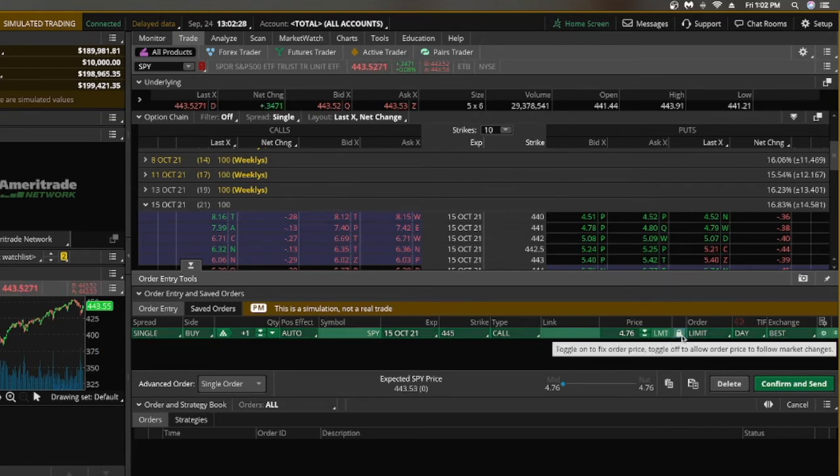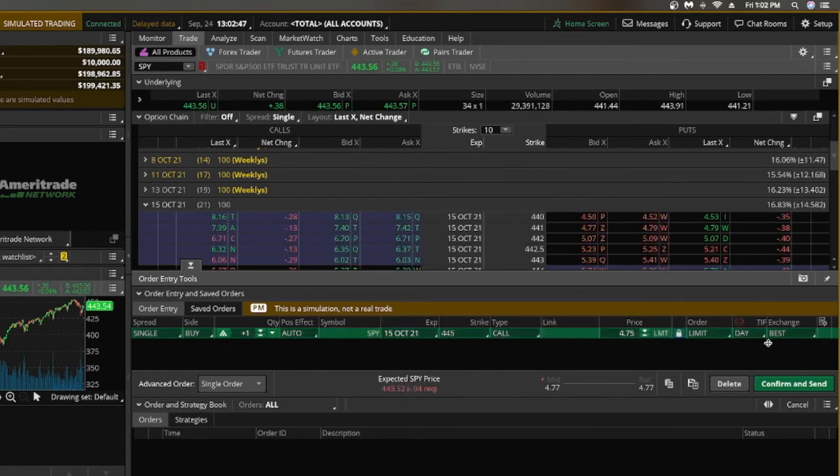I'm going to lock it in because I don't want a weird accidental swing in the market to really blow up my price and have me pay 3 times what I want to for this. Our order is a limit order because it's not the market order. It's good for the day. So if the market closes before this order fills, the order is going to be canceled. And the exchange is just whatever it's trading on the best.